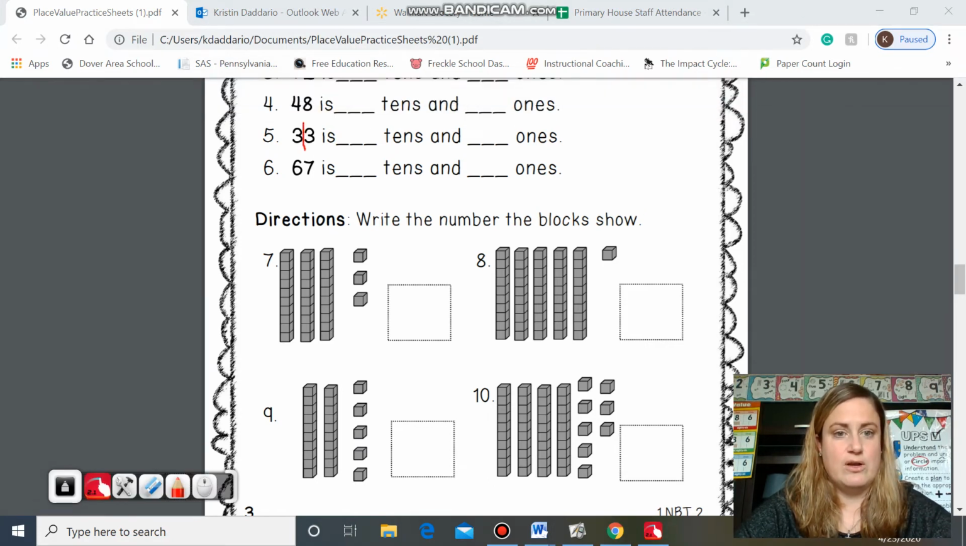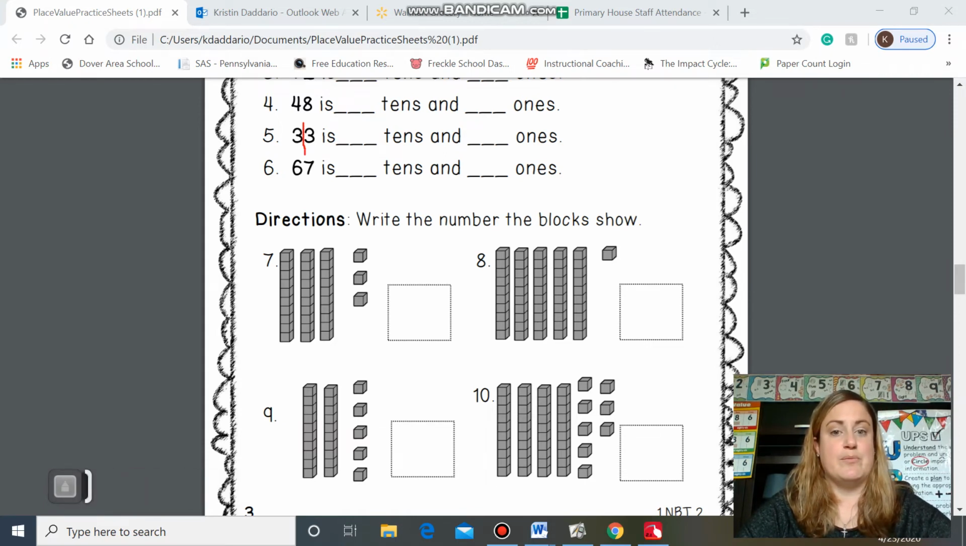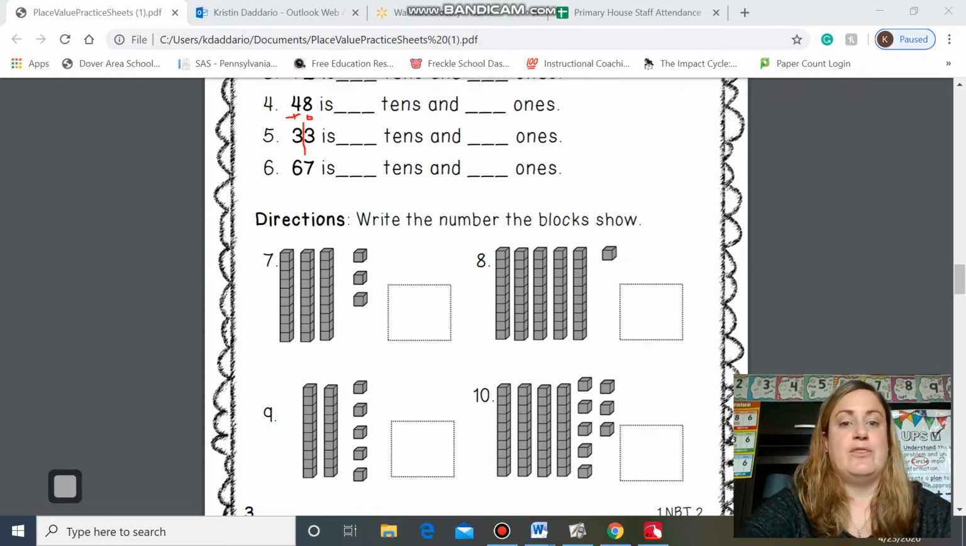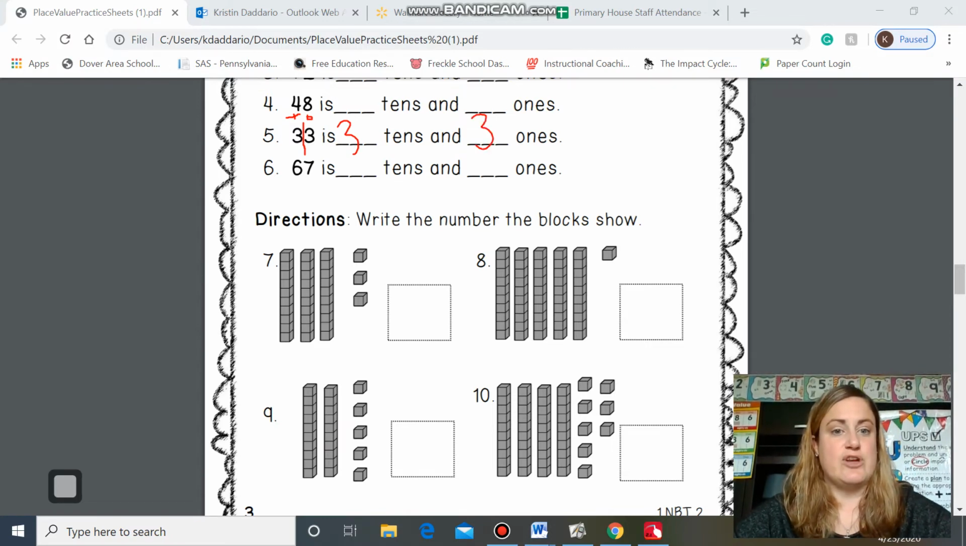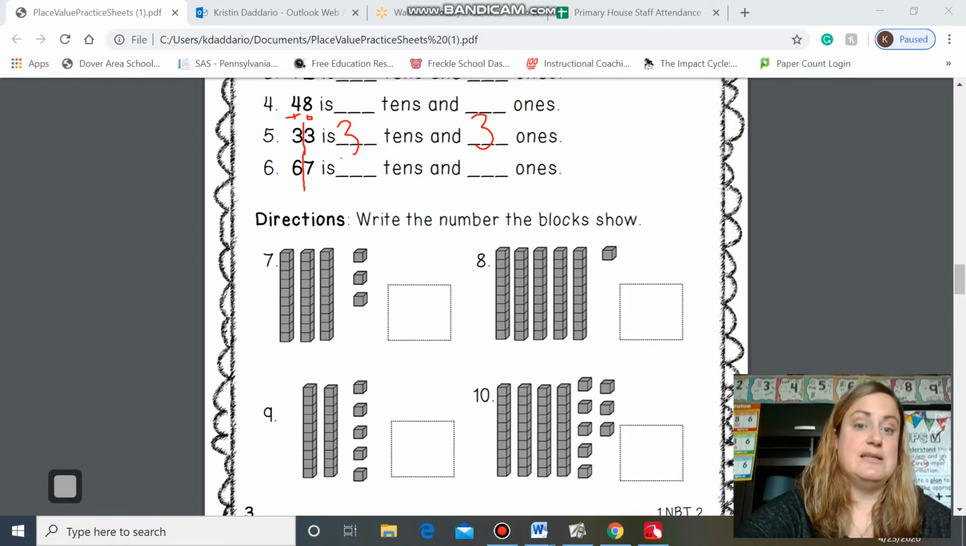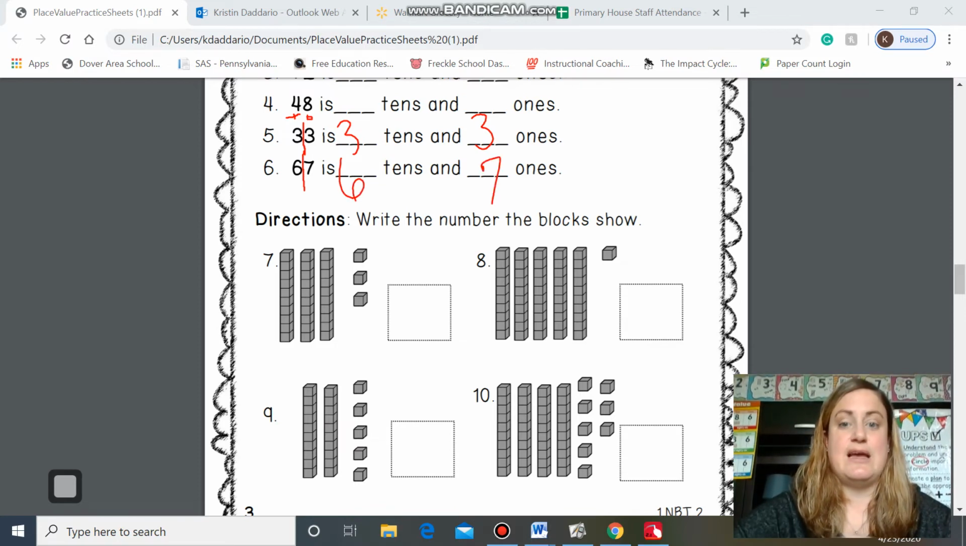33. If I draw the line down the middle to separate my tens and my ones, it says there are blank tens and blank ones. If I remember, the ones side is always here. So the ones and the tens are always in this order. They never change. So that means that I have 3 tens and 3 ones. Okay, let's try this number, 67. Same thing, ones and tens. How many tens? 6 tens, 7 ones.